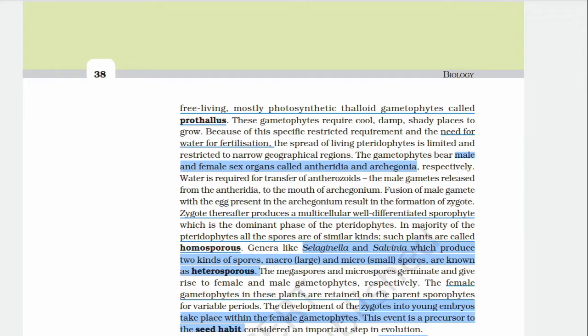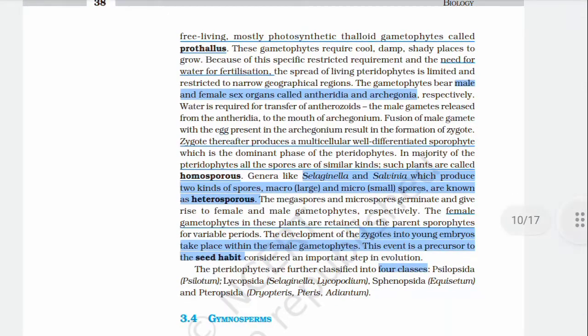Due to this restriction, pteridophytes are limited only to geographical regions. Most of the things we see in our immediate surroundings are angiosperms and gymnosperms. We don't see pteridophytes that much due to the requirement of water for fertilization, and they need a cool and damp place to grow on. And the male and female sex organs are called antheridia and archegonia, and they produce gametes that are carried by water, and when they fuse they form zygote.